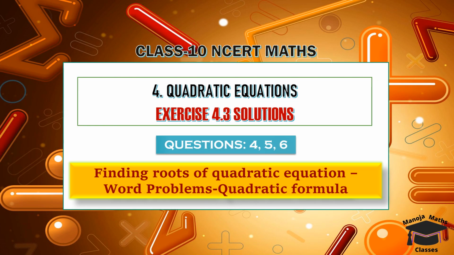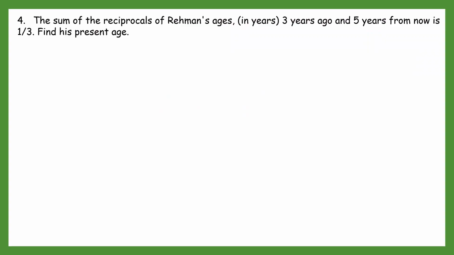Let's solve questions 4, 5, 6 in exercise 4.3, chapter quadratic equations, class 10 NCERT maths. The concept is finding roots of quadratic equation, word problems. We'll use the quadratic formula. The question is, the sum of the reciprocals of Rehman's age 3 years ago and 5 years from now is 1 by 3. Find his present age. Let's solve the problem.